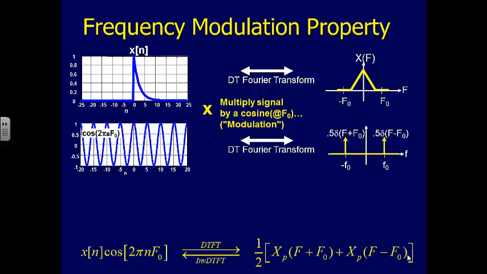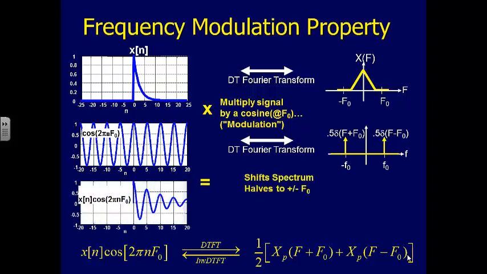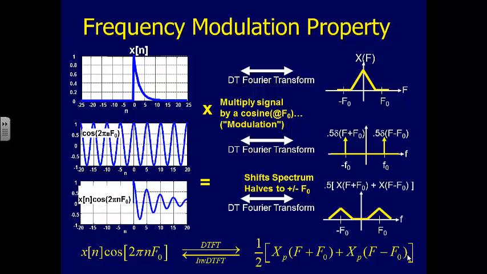We multiply it by a cosine, which has a spectrum of a couple of impulses, in continuous time systems anyway. We get some product in the time domain, but what happens in the frequency domain is I make a copy of this at plus f0, make a copy of this at minus f0, each with half the amplitude of the original. Okay. So that's what happens when we multiply things by cosines in the time domain.